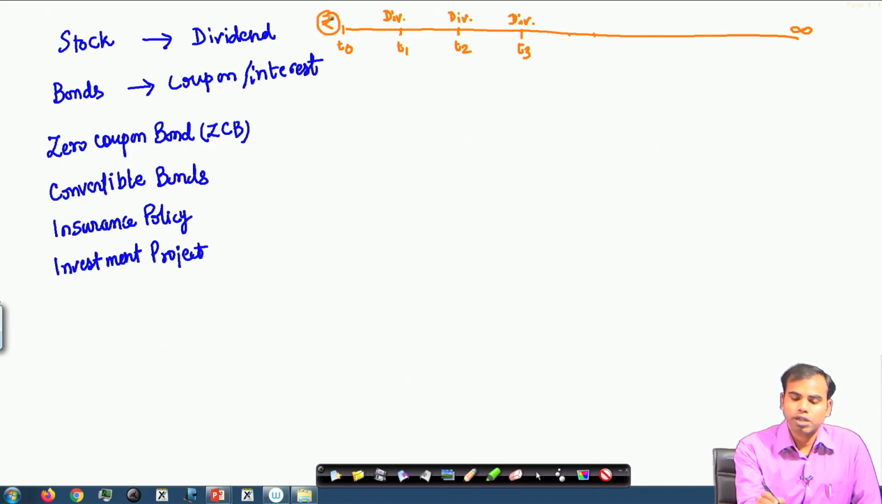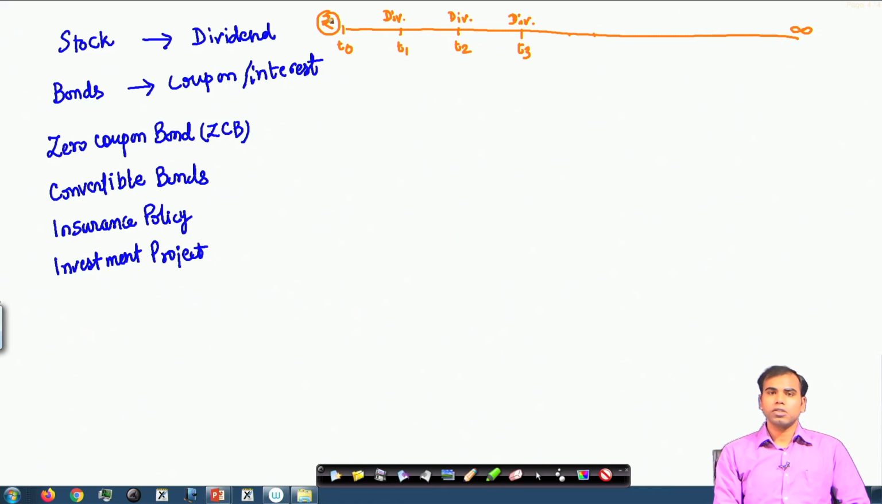So, what is your price today? If you pay a price for some share today, you are expecting to get dividends in future, and that dividend is not necessarily going to be fixed. It could vary from one year to another year.